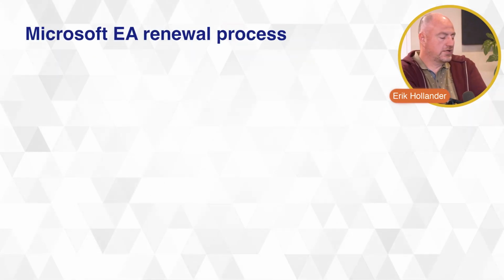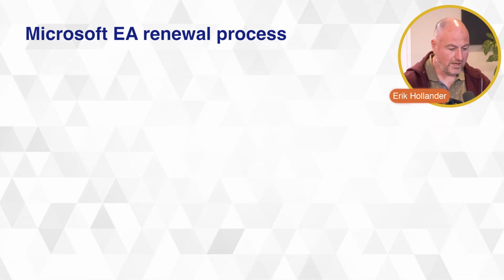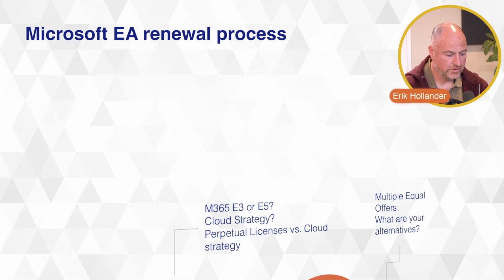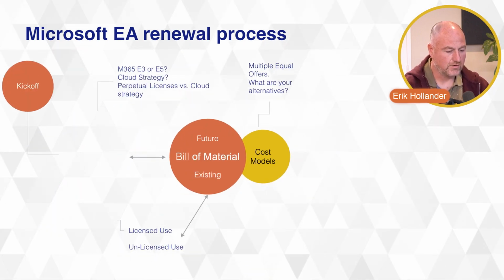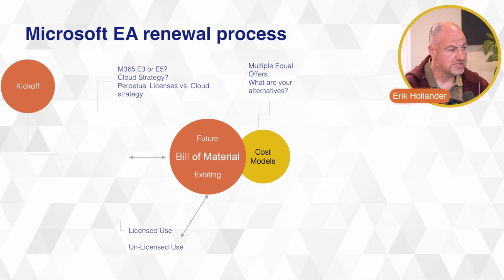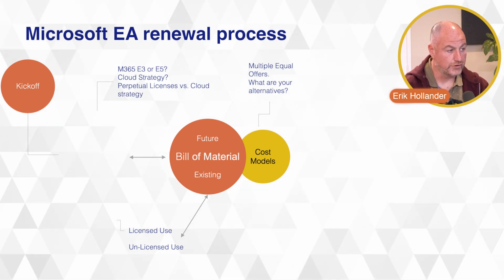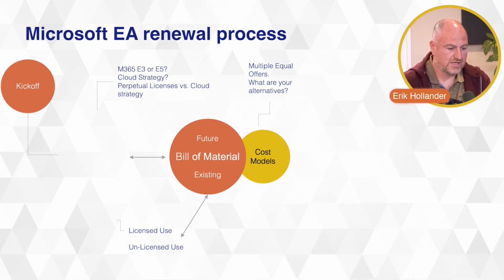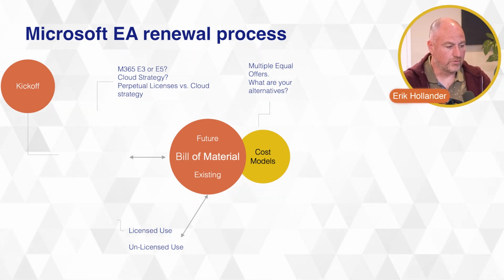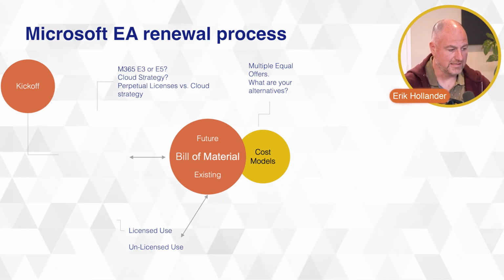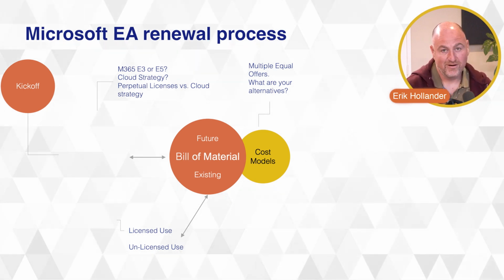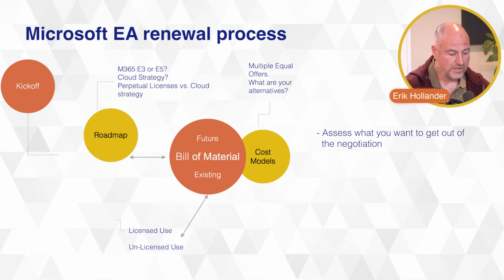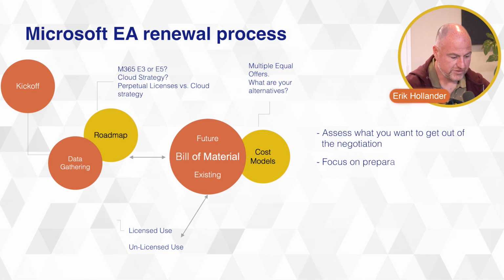In this slide, we're going to show you how our ideal Microsoft EA renewal process looks like. So after the kickoff, where you want to assess when is a project successful for you as a client, because when we work, we always ask that to our clients, when is the project successful for you? Because we have our view and opinion on how you should lead that. But it's also important to, of course, assess what do you want to get out of that negotiation. And with that, we always focus on the preparation phase.